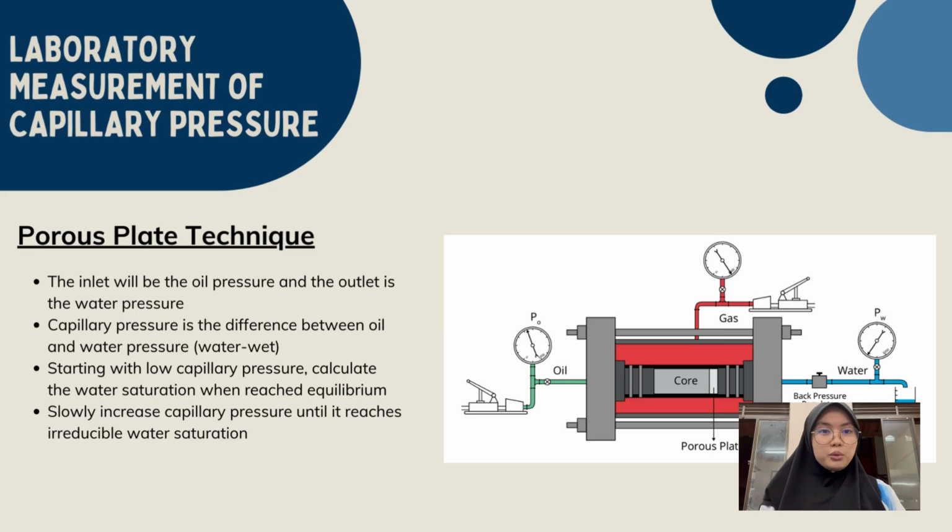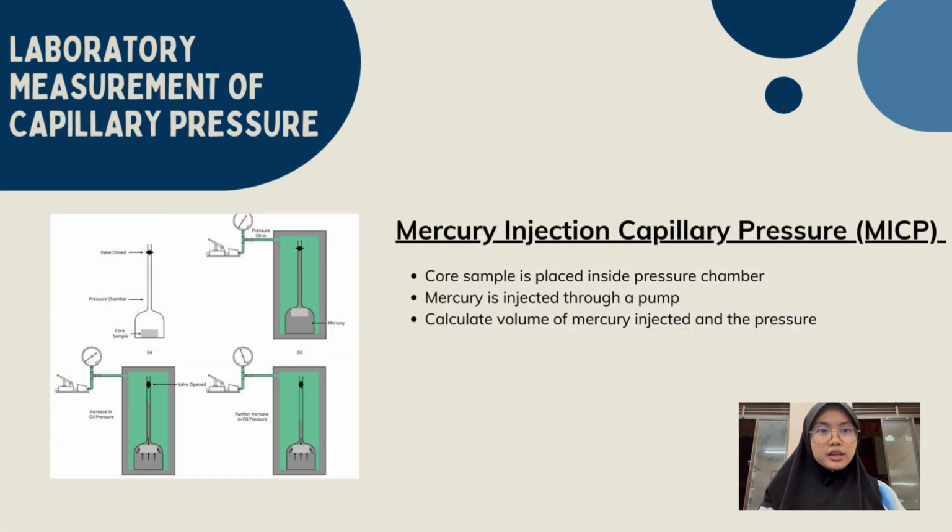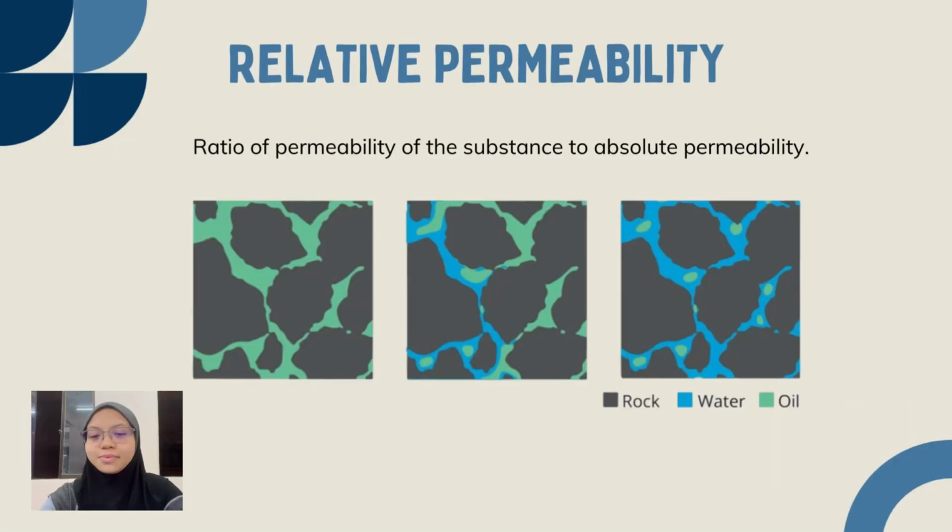And the last method that we are going to mention is mercury injection capillary pressure, MICP. For this method, the core sample is placed inside a pressure chamber and mercury is injected through a pump. Then, the volume of the mercury injected and the pressure are calculated.